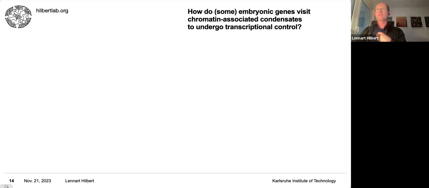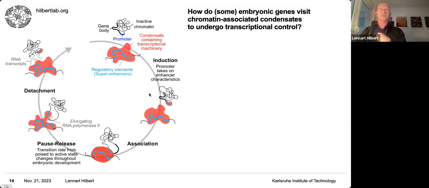All right, so this is to finish up. Back to the initial question: how do some embryonic genes visit chromatin-associated condensates to undergo transcriptional control? We can bring back this initial picture and add a few crucial details. The first one being that for the induction, that then allows the gene to interact with the super enhancer associated surface condensate, what we need is a promoter of sufficient length that also takes on epigenetic characteristics of an enhancer. This allows it to recruit this mini condensate that then can fuse with a bigger condensate to make these two things stick to one another.